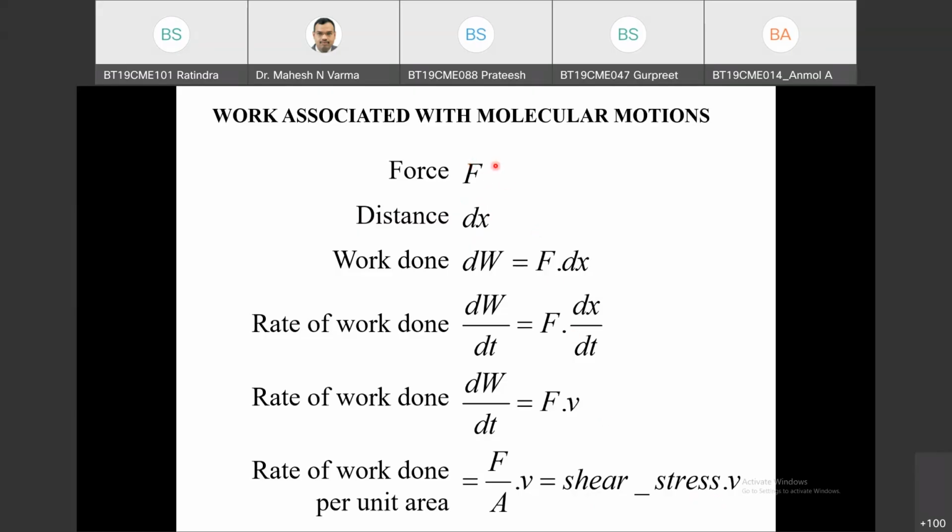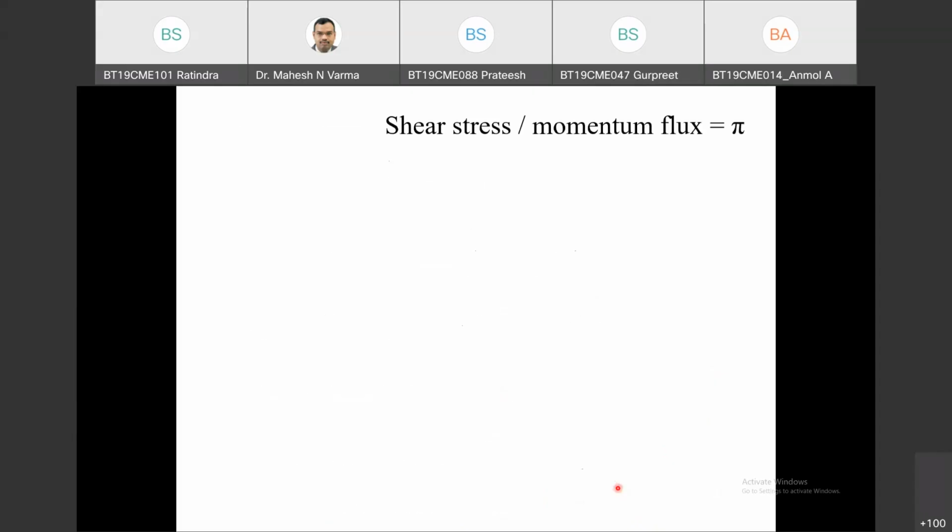Logically, say this is force. Force into displacement is work. Work done per unit time is the rate of work done. Rate of work done per unit area is shear stress into velocity. Force per unit area, shear stress, into velocity. Now we'll go in reverse because we have x stress, y stress, z stress. From that we'll get the work associated with the molecular motion.